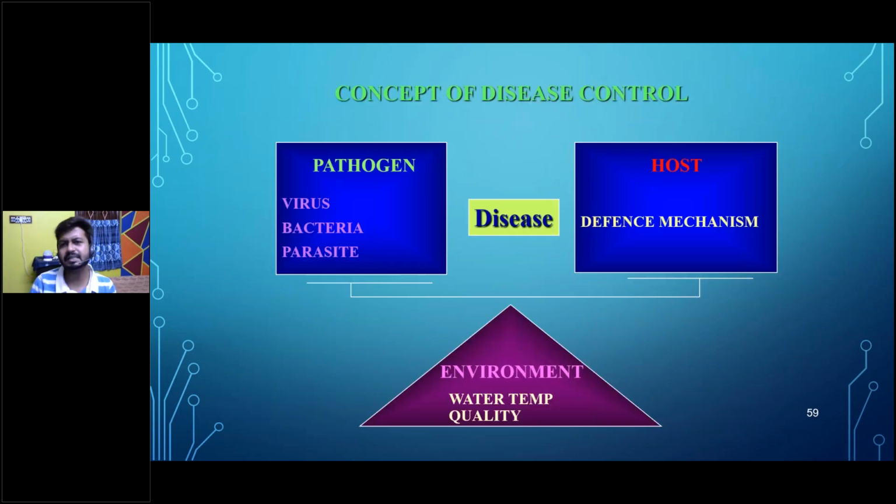So this is the concept of disease control: if the defense mechanism of the host is boosted, and the environmental factors, that is the water temperature and water quality, are maintained, then the defense mechanism will surely surpass the pathogenic virulence of either the bacteria, virus, parasite, whatever it is. The host defense mechanism will surpass that, and the disease can be controlled to a greater extent.